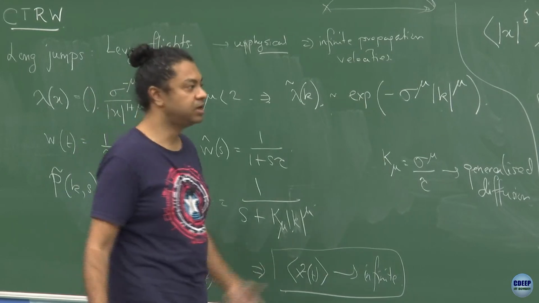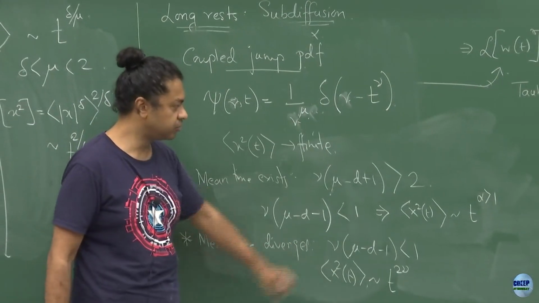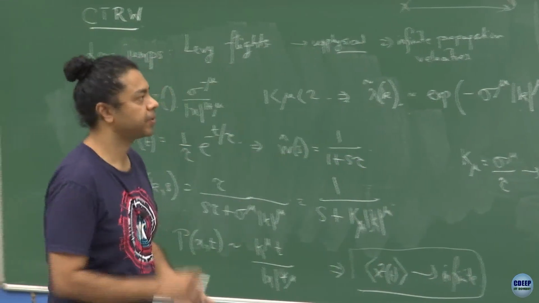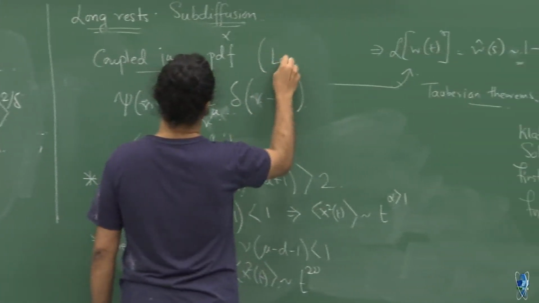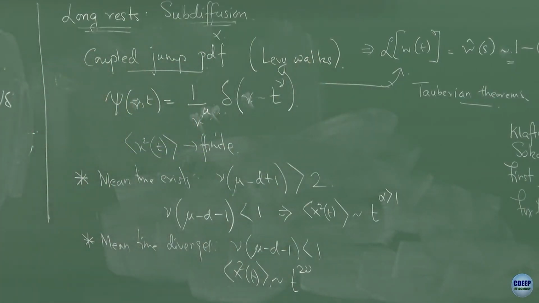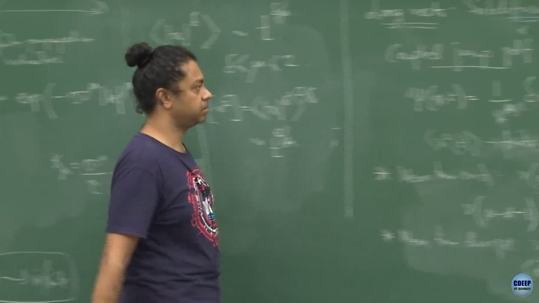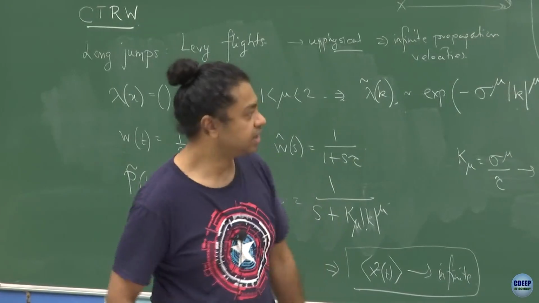So, if you have this sort of coupled jump PDFs, then depending on what exponents you choose, you can get superdiffusive and subdiffusive behavior in principle from a similar formalism. These are called Levy walks. So, Levy flights are things where you do not penalize long jumps time-wise. Levy walks are walks where you actually penalize how much time you spend in making these long jumps.